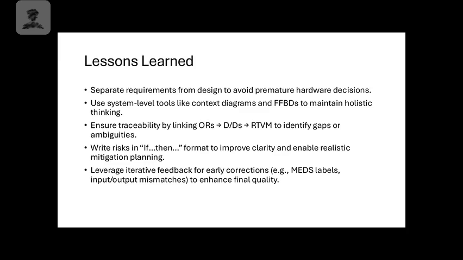And then maintaining traceability turned out to be more useful than we expected. Being able to trace from operational needs to a detailed requirement and then to the test plan made it much easier to spot gaps or vague statements earlier. Also, writing risks in an if-then format made them much easier to communicate. Stakeholders immediately understand what could go wrong and what the consequence would be.